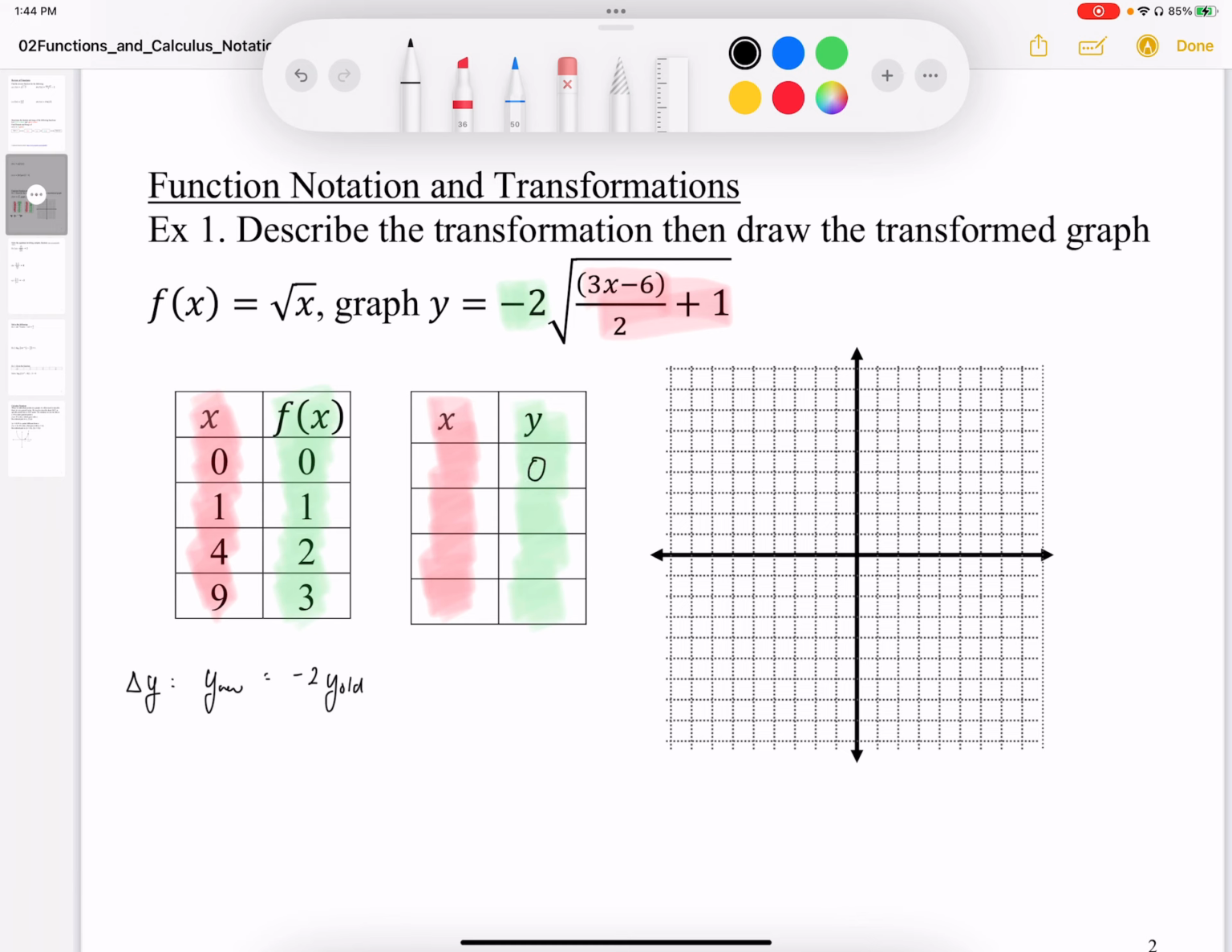So I get 0, -2. 2 times -2 is -4. And 3 times -2 is -6. So those represent all my y transformations.